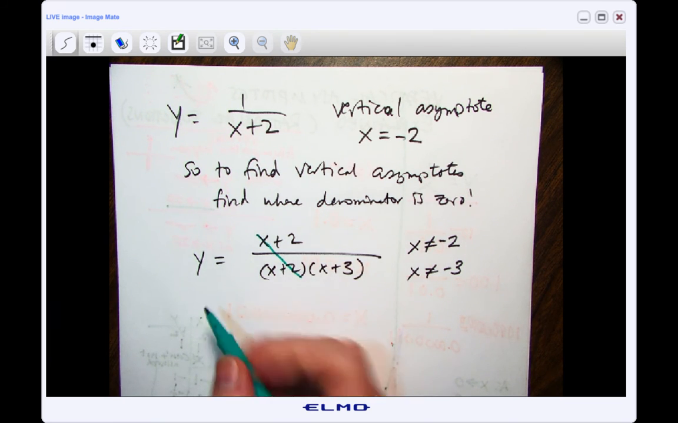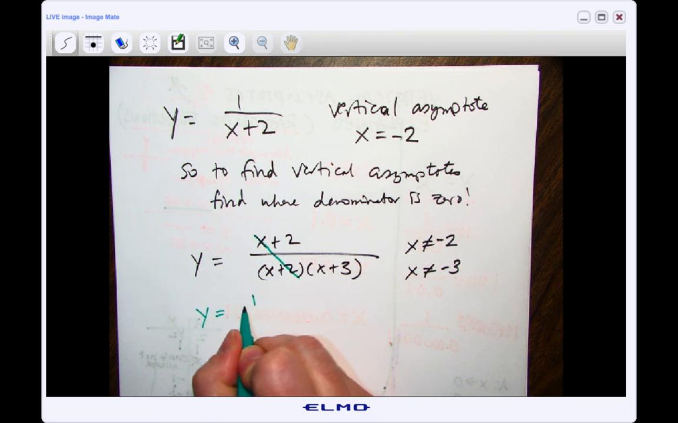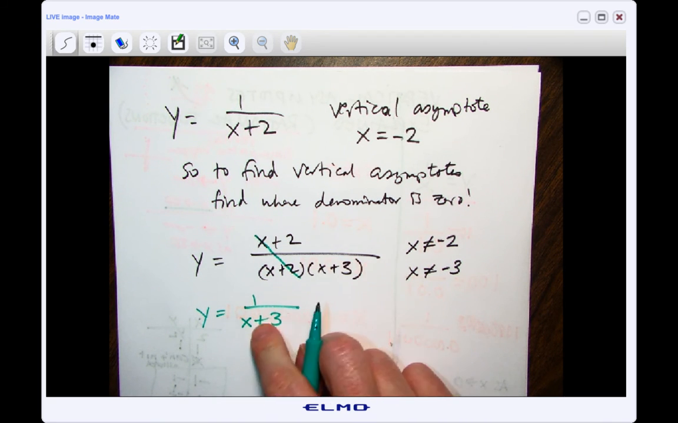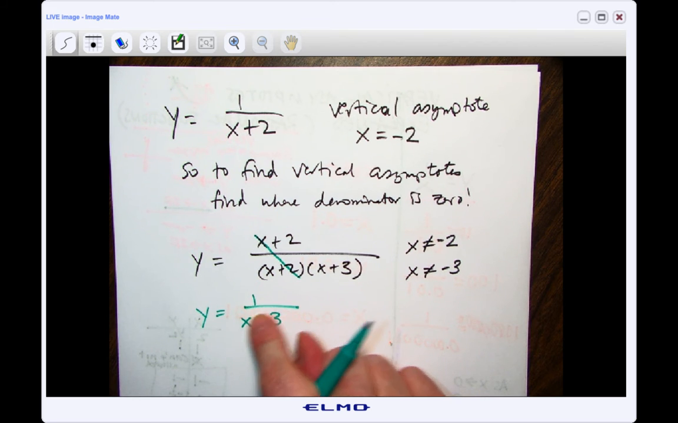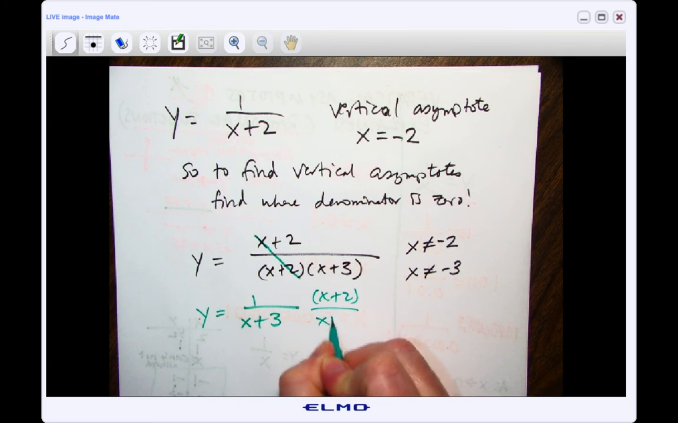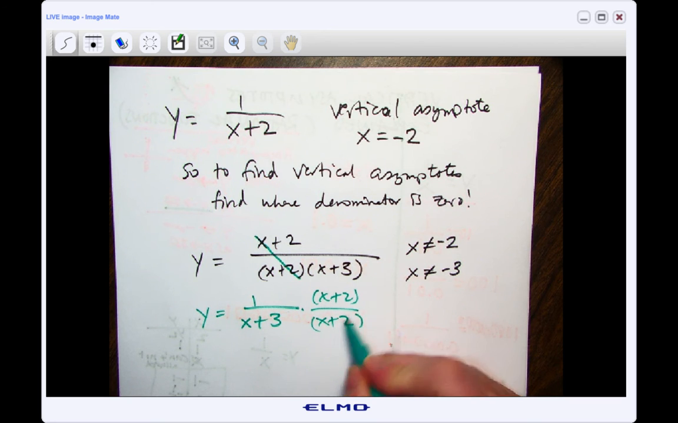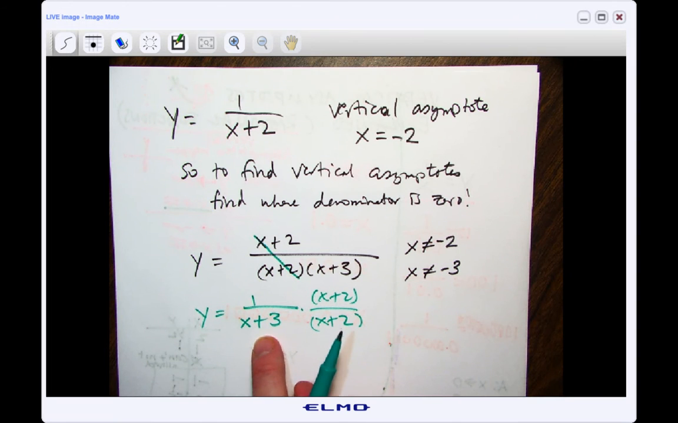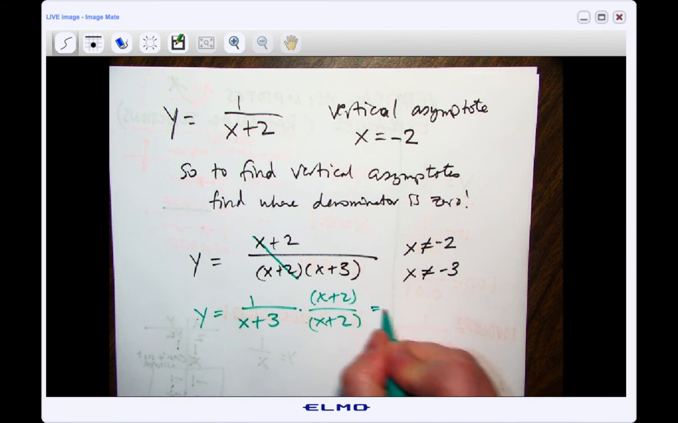This function and this function kind of look the same, because this function, if I multiply it by x plus 2 over x plus 2, which is what number? This is the number 1, right? What happens when you multiply by the number 1? You get back what you started with. Do you see what I'm talking about here?